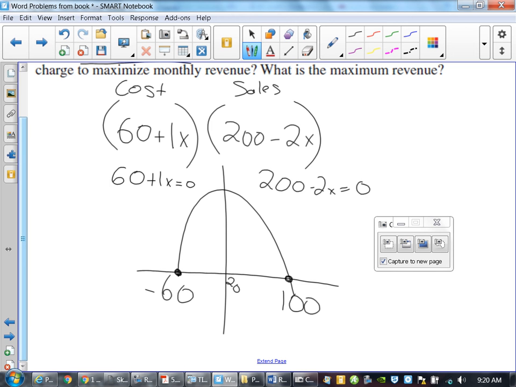Wait, 100 what would give you 0 what? Like, the zeros, if I factored all this out, or FOILed all this out, and then I factored, if I graphed it, these would be my 2 zeros of the function. It crosses the x-axis at 100, it crosses the x-axis at -60. If I decrease the price 60 times, I'm not making any money because what's 60 plus -60? 0. What's 0 times whatever your sales figure is? 0. I'm not making any money if I decrease the price 60 times.